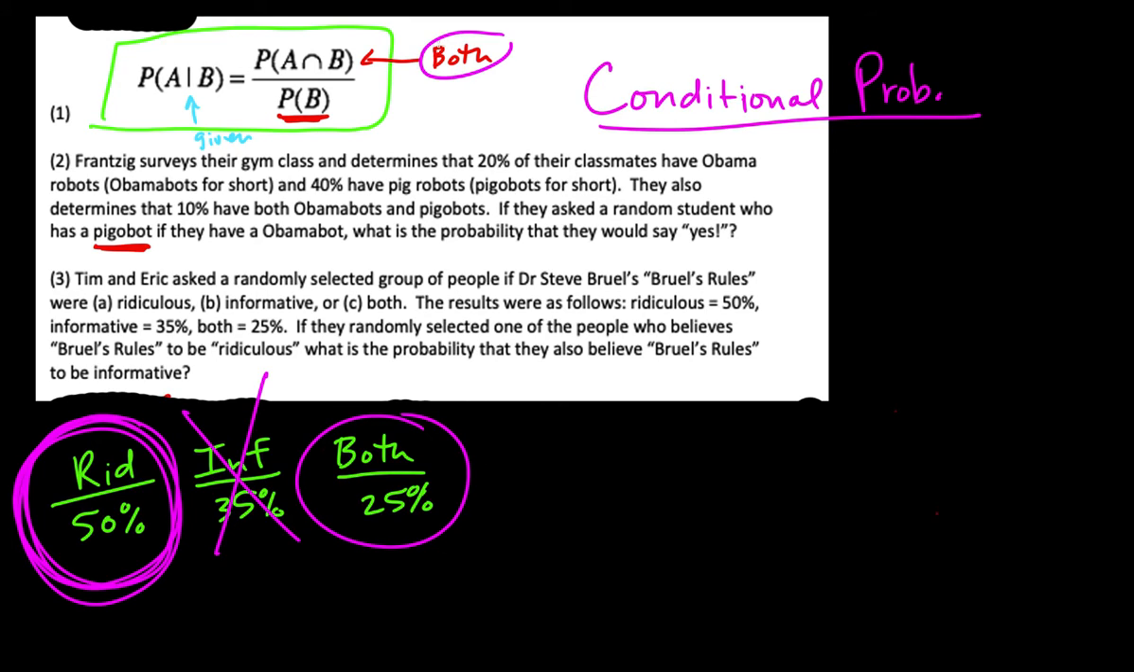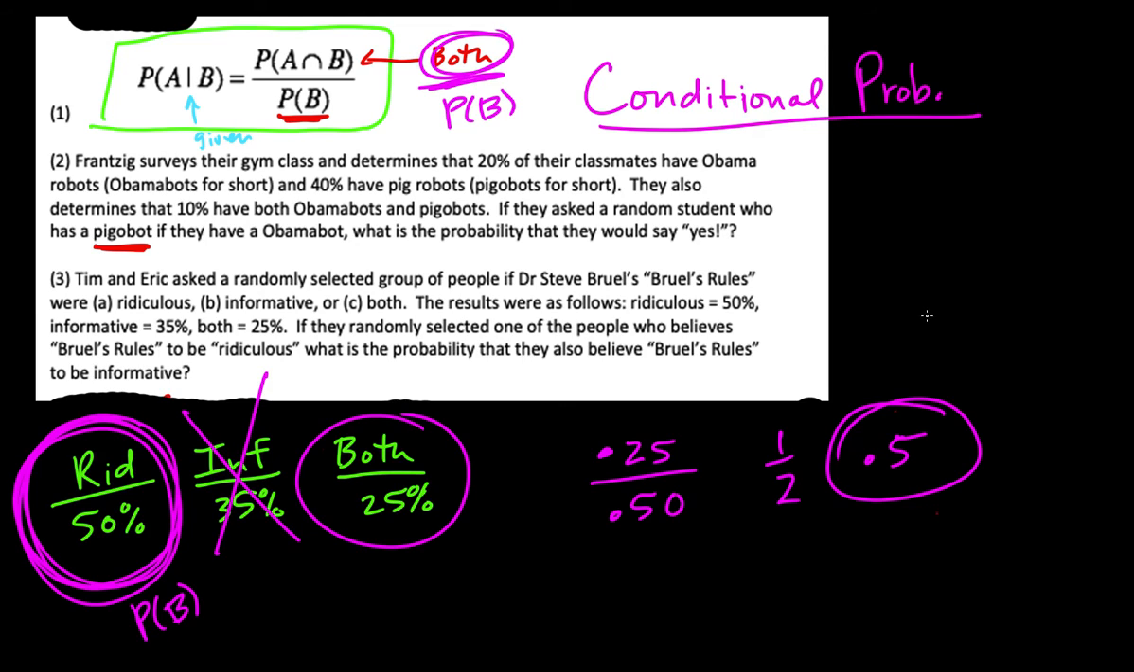So remember, we take the both and we divide it by the P of B. In this case, this is our P of B. And so we're going to say 0.25 divided by 0.50, and that's just going to be 1/2, or 0.5, which is 50%. So if we know somebody thinks that Brule's rules are ridiculous, and we ask them, do you think they're informative? About half of them will say, yes, I think they're also informative.